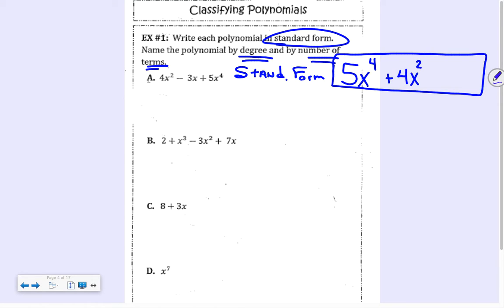Okay, what comes after x squared? X to the 1st. Is there one? Yeah. What comes after x to the 1st? X to the nothing. Well, there is no number all by itself, like 6, 8, 10, nothing. I'm done. That's it. That's your answer. In standard form, highest power of x, next highest power of x, next highest power of x, and then the number last. Okay, by degree, how would you label it by degree?